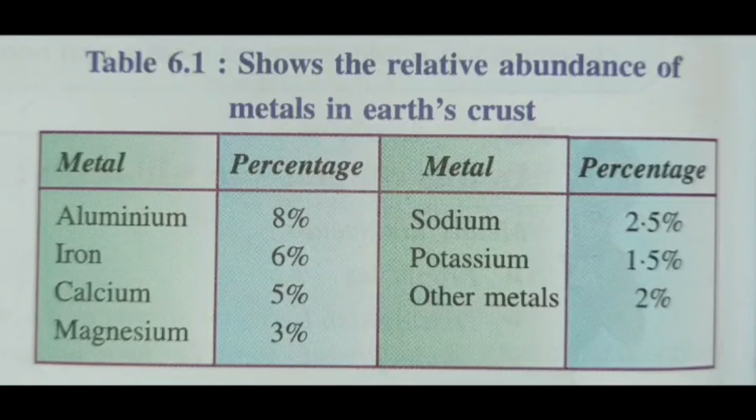Sodium is present at 2.5% in the earth's crust, which is usually less than aluminium, iron and calcium, the other important metals. Next, potassium is only 1.5% in the earth's crust, and other metals are widely distributed at about 2%. By this table you can easily understand that aluminium is the most abundant metal. Other metals are obviously present, but aluminium is the most abundant.